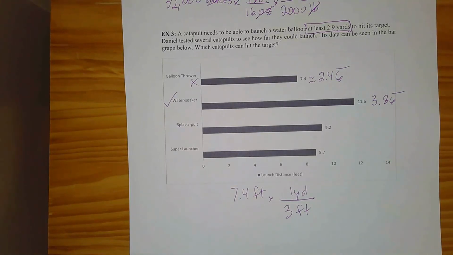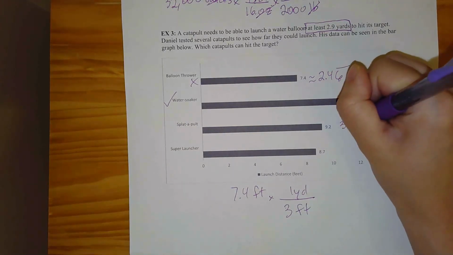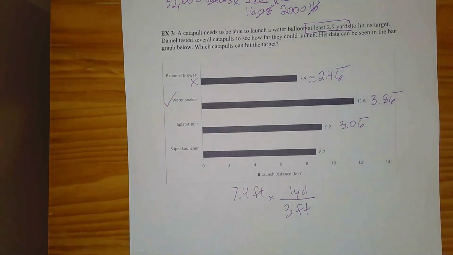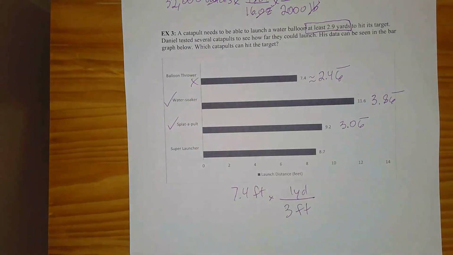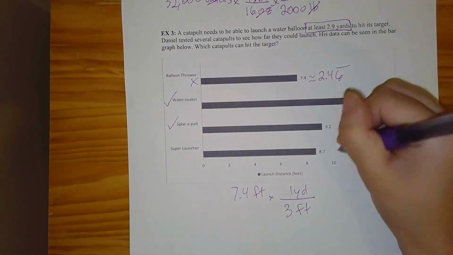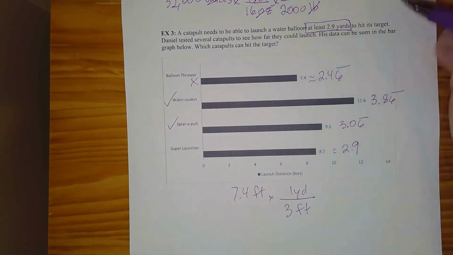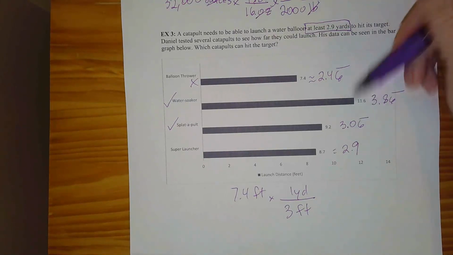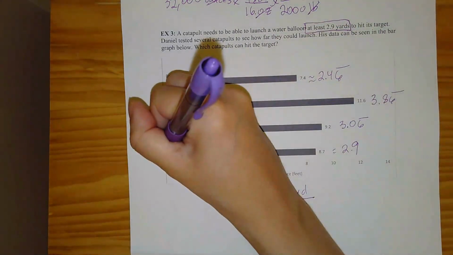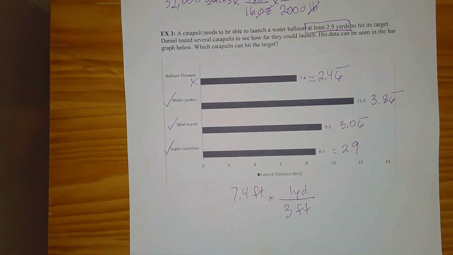9.2 divided by 3 is about 3.06 with the 6 repeating yards. That's more than 2.9 yards. It hits its target. And 8.7 divided by 3 is exactly 2.9. And it says at least, so that does include the 2.9. So 2.9 or greater. So the super launcher hits its target as well. So those are the 3 that will hit their target.